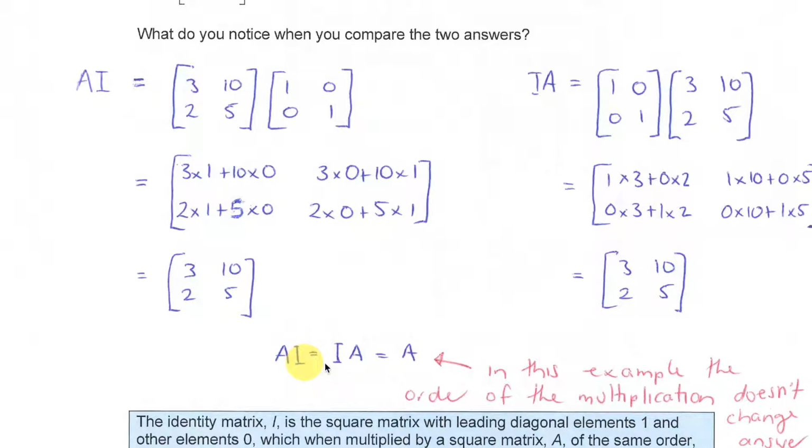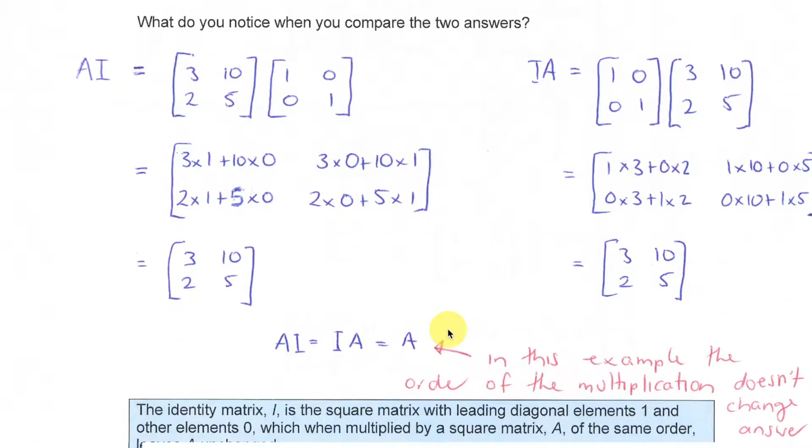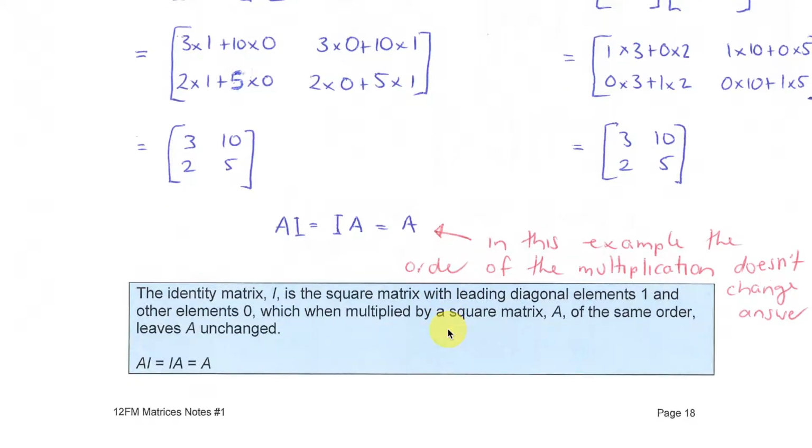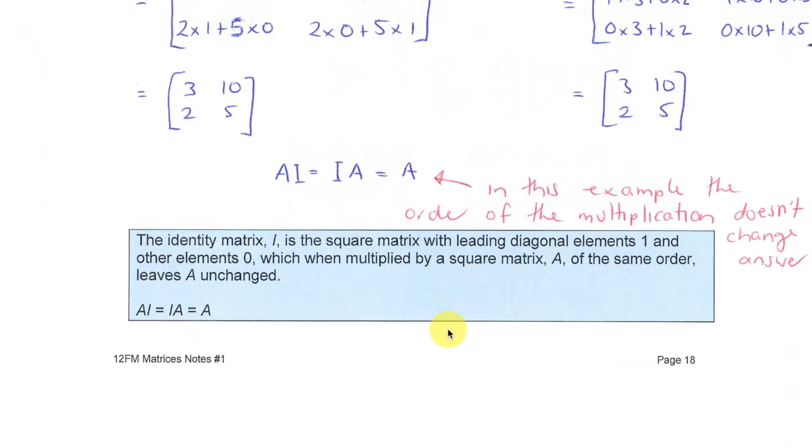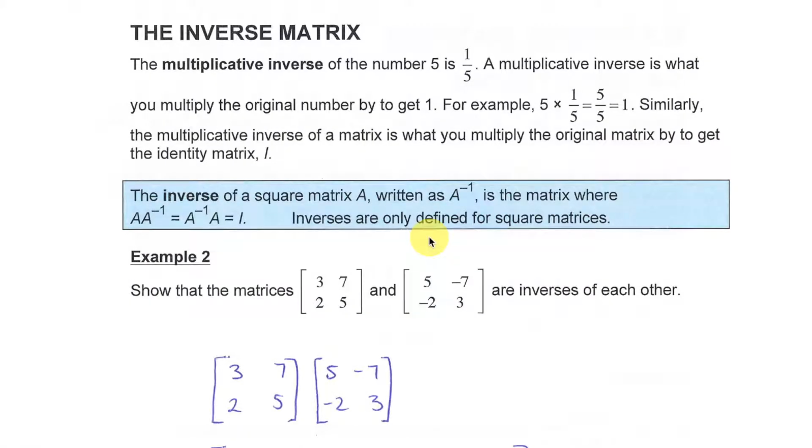So what's the effect of either pre-multiplying by the identity or just multiplying after by the identity? It's basically no effect. We'll return matrix A. And that's the same idea as what I spoke about at the start there. If we have the number 5 and we multiply it by 1, then we just return the number 5. So matrix A multiplied by the identity just returns matrix A. And the order for that is not important. And that's shown here.